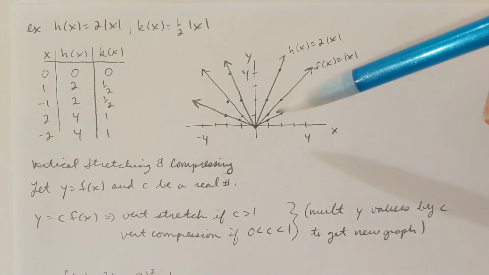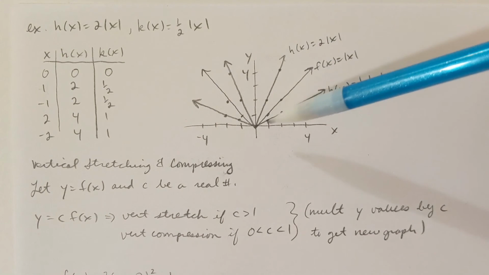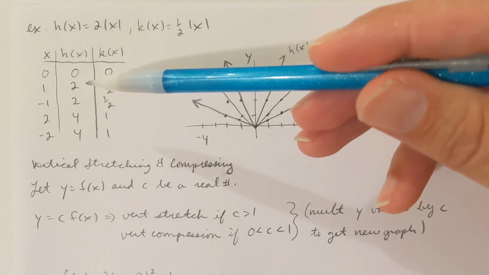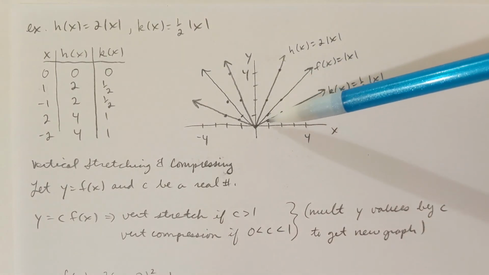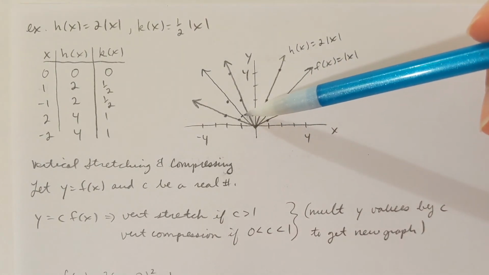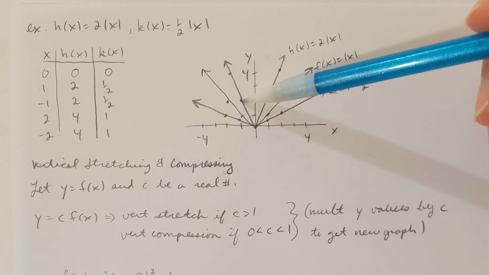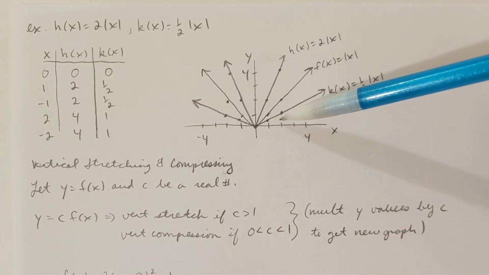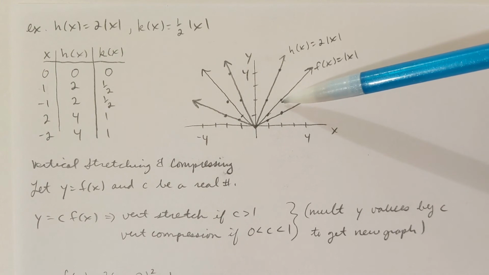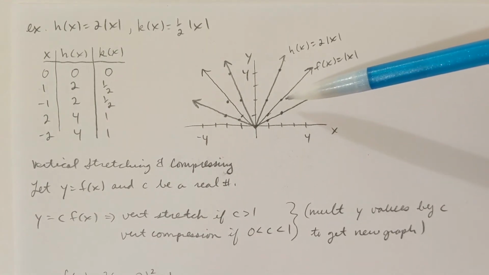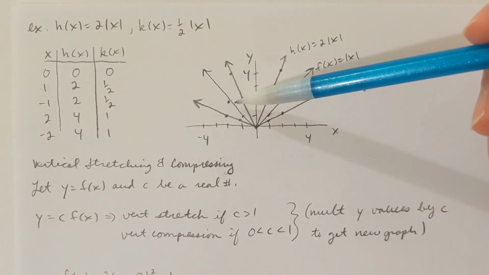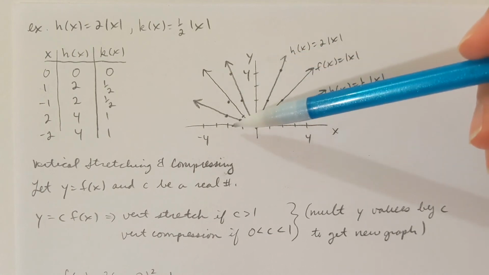Okay, so check it out. If I have 0, 0, I multiply the y value 0 by 2. That doesn't change anything. But here's 1, 1. Multiply the y value by 2, and that puts me at 1, 2. Here's -1, 1. Multiply the y value by 2, that puts me at -1, 2. Here's 2, 2. Multiply the y value by 2, that puts me at 2, 4. And here's -2, 2. Multiply the y value by 2, that puts me at -2, 4.